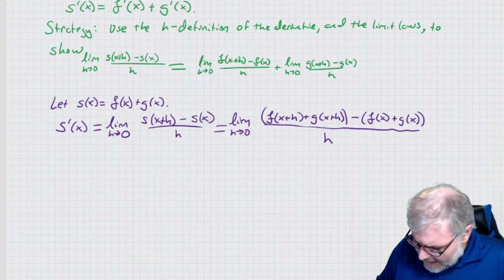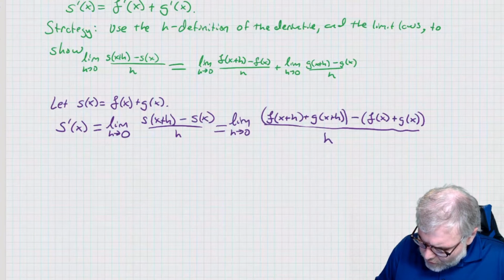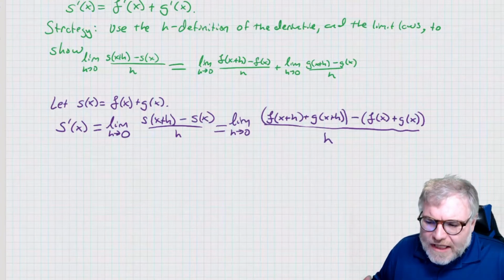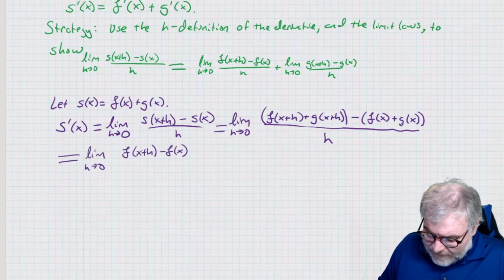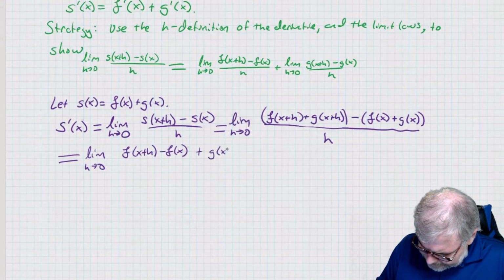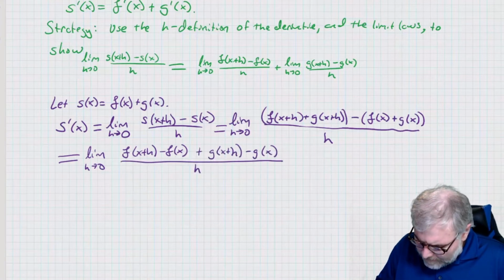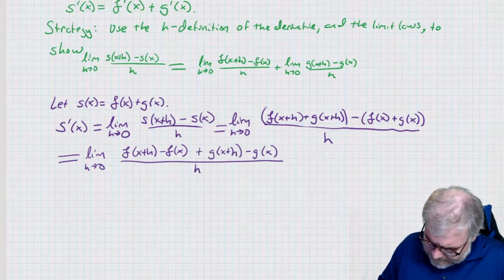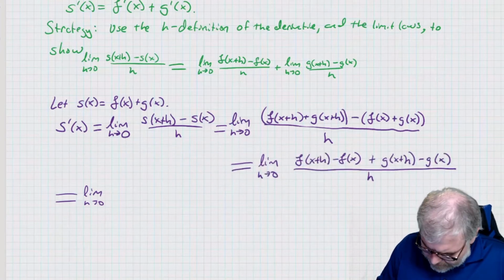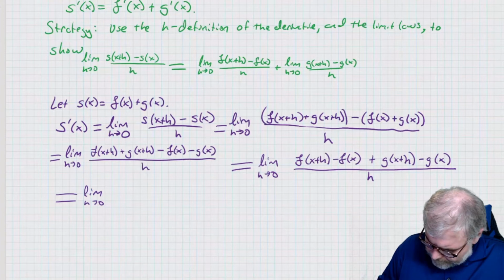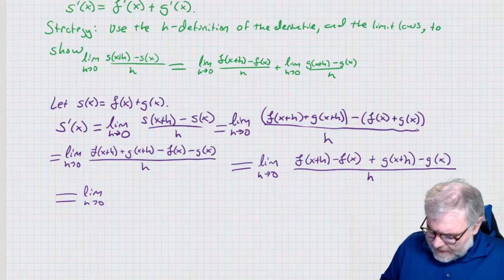Okay, so now that I have that, what I'm going to do is I've got this whole thing. I'm going to reorder the top. I'm distributing the negative and reordering the top. Okay, now I'm going to break the fraction into two pieces. You know what? I'm not going to skip that step. I'm going to actually do that step. Right, so I distributed the negative and then I just reordered.